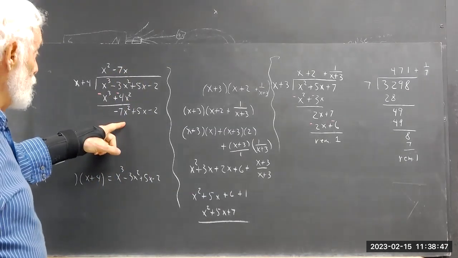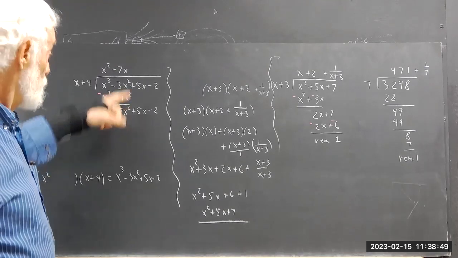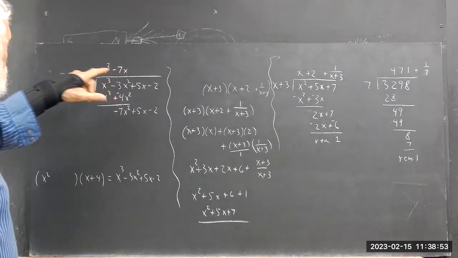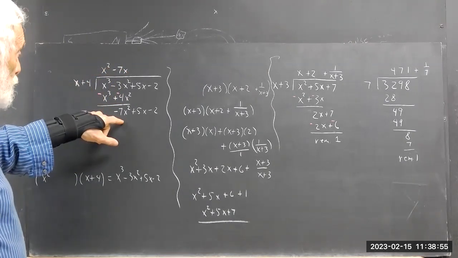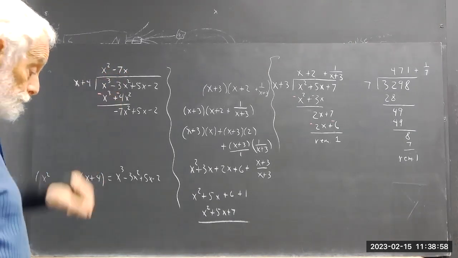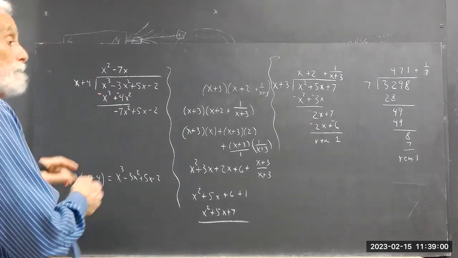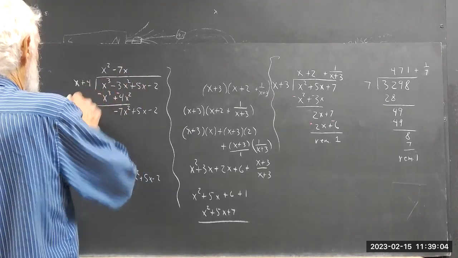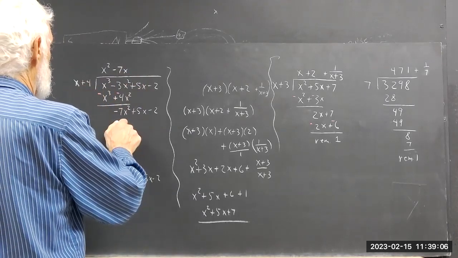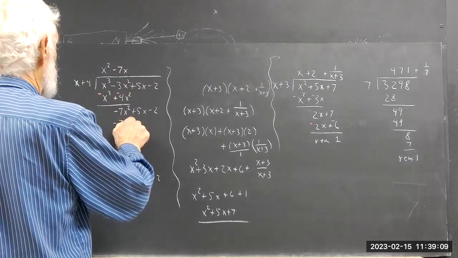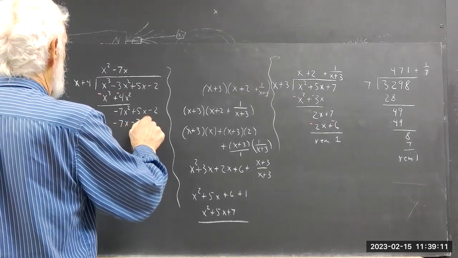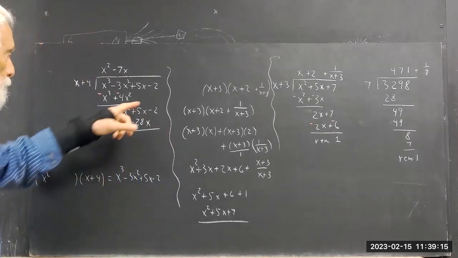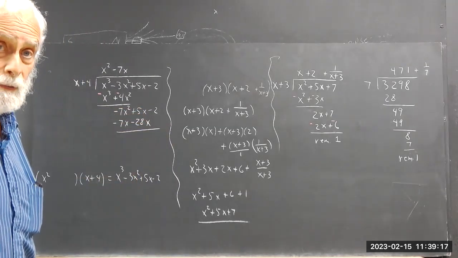x goes into 7x squared 7x times, and we've got the negative sign. Or if we want to multiply something by x to get negative 7x squared, it's got to be negative 7x. Either way, we want to understand that. Then we multiply the negative 7x by the whole x plus 4, and we get negative 7x squared minus 28x.